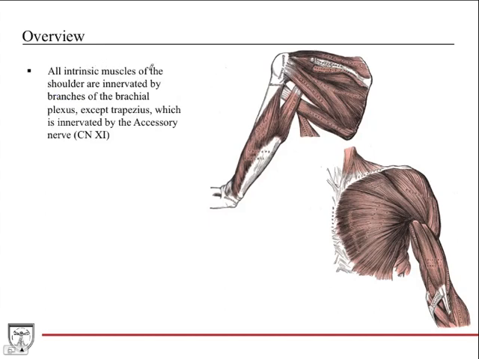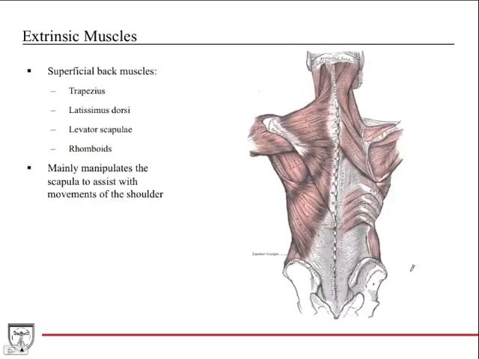All of the intrinsic muscles of the shoulder are innervated by the brachial plexus, except for the trapezius, which is innervated by the accessory nerve or spinal accessory nerve, cranial nerve 11. This is just a posterior view of the shoulder. This is an anterior view of the shoulder. This is some of the muscles involved, and we'll go through all of these over the next few slides.